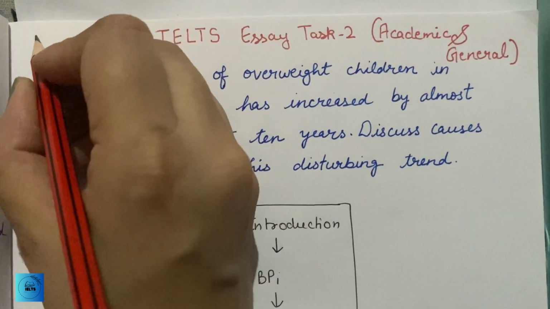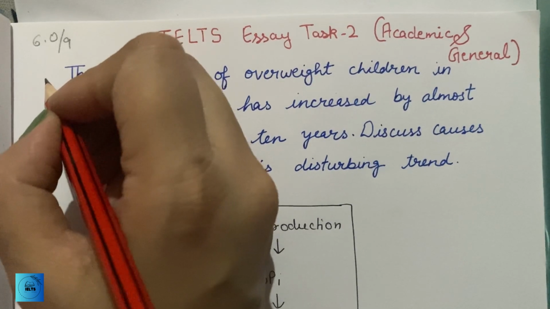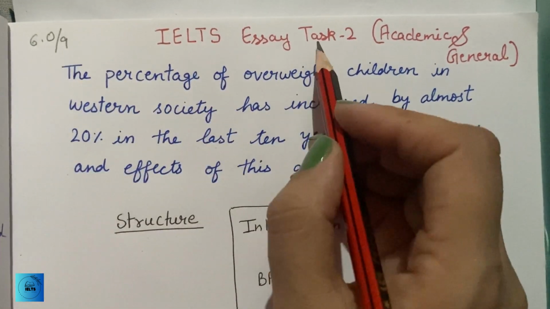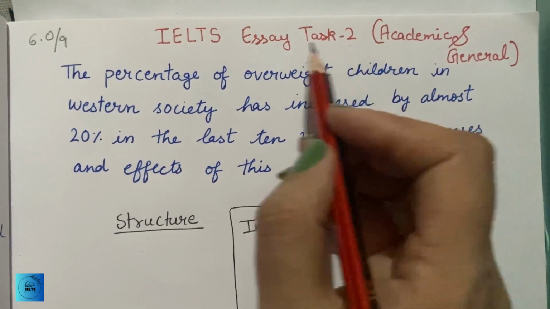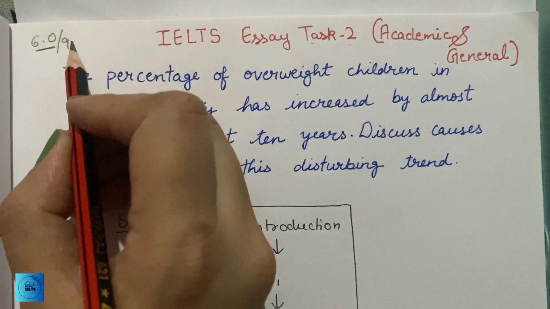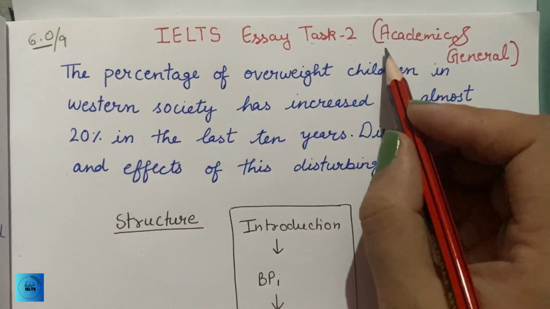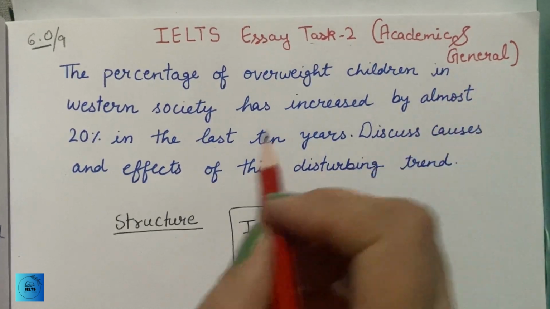Task 2 is worth 6 bands out of 9, meaning there are 2 tasks in writing. One is task 2 and another one is task 1, and task 2 constitutes 6 bands. Another 3 bands are for task 1. So it is an academic as well as a general IELTS task 2.